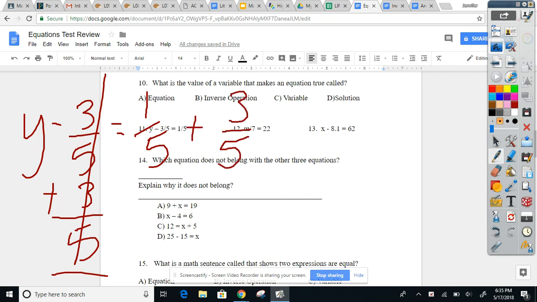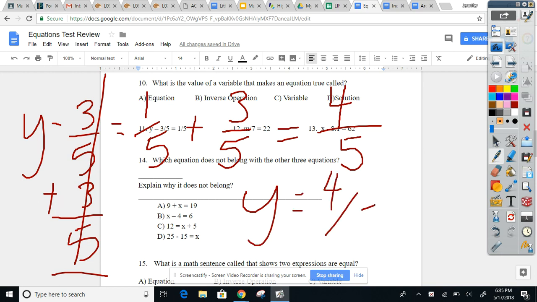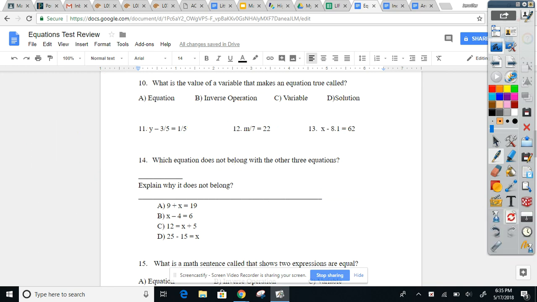Remember, when we're adding or subtracting fractions, our denominator needs to stay the same. Is our denominator the same? Yes. So I'm going to keep it the same. And then 4 is my numerator. So y equals 4/5.